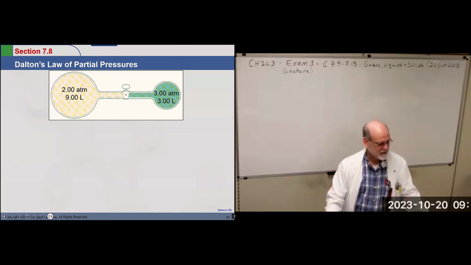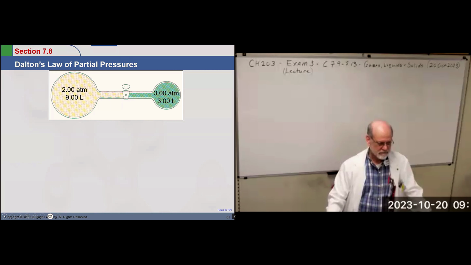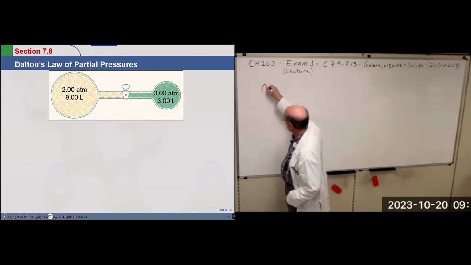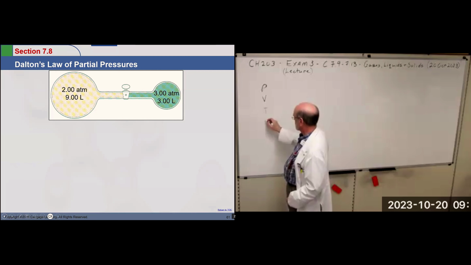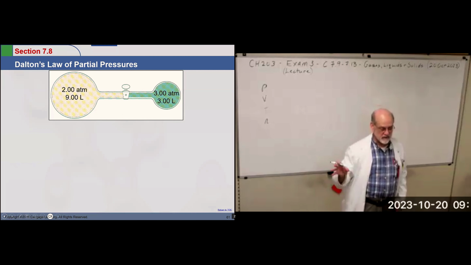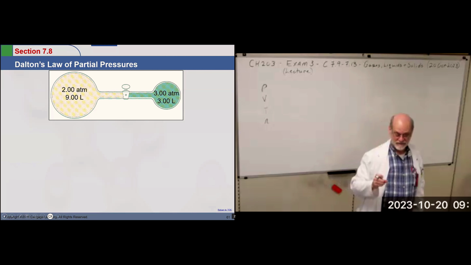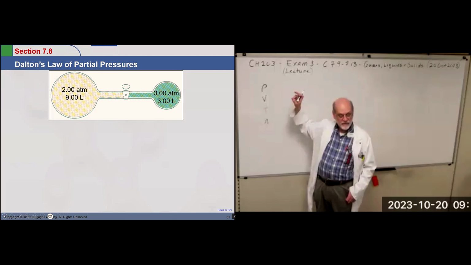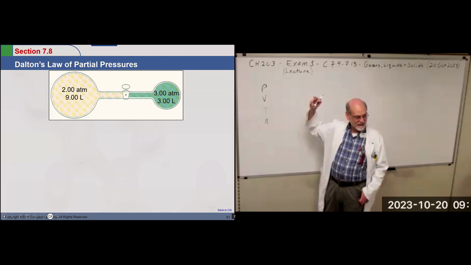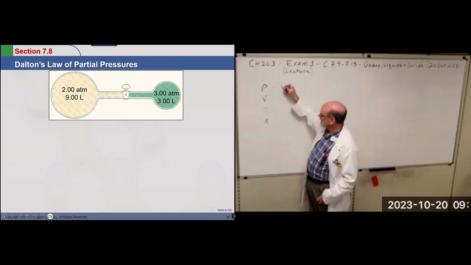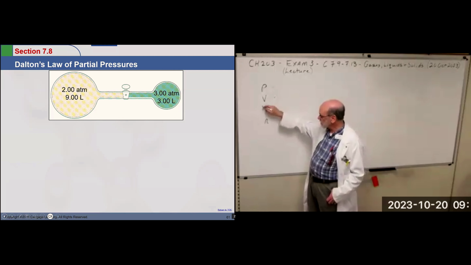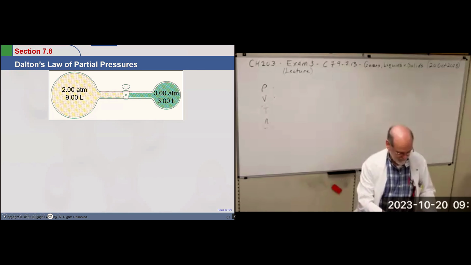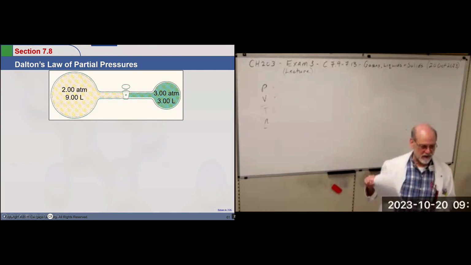Just as a quiz, what's Boyle's law relating? Remember when you have gases, if you know pressure, volume, temperature, and moles, you can completely describe gas behavior. All right, so which two of these are going to be the variables in Boyle's law? Pressure, volume. That means these two have to be held constant. Okay? All right.